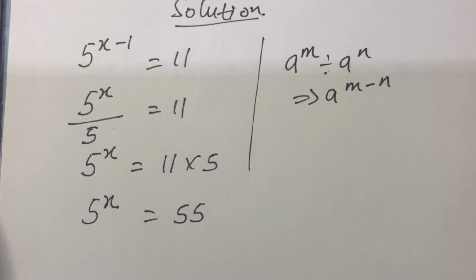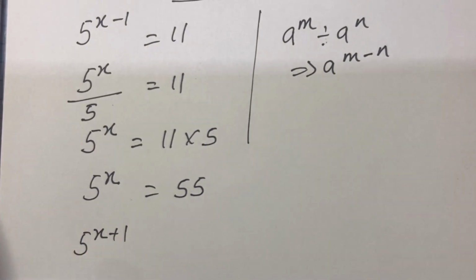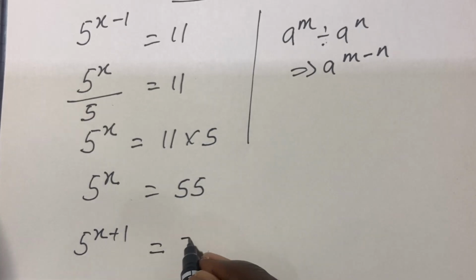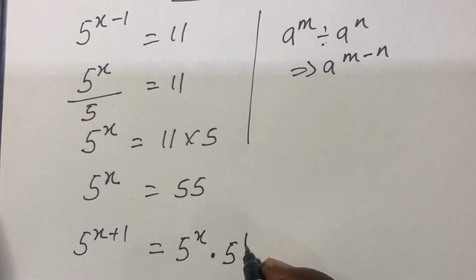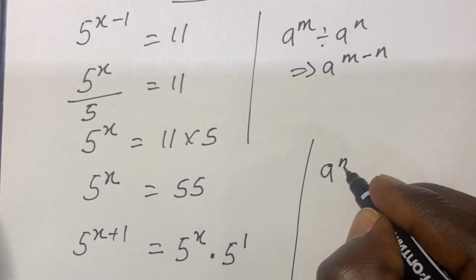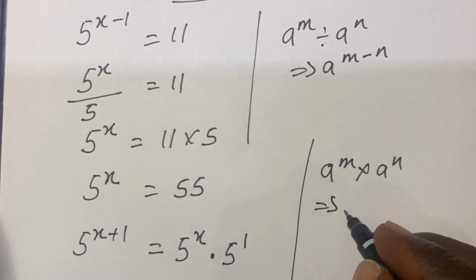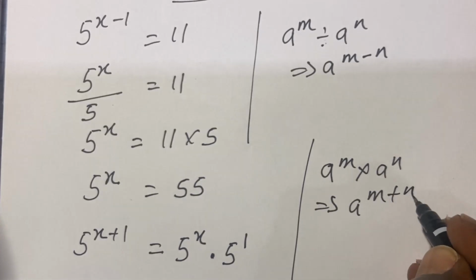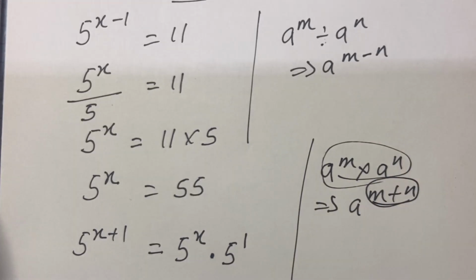From this, if I have 5 raised to the power x plus 1, it is allowed to be written as 5 raised to the power x multiplied by 5 raised to the power 1. Why? A raised to the power m times a raised to the power n can be written as a raised to the power m plus n. So from this, we have this.